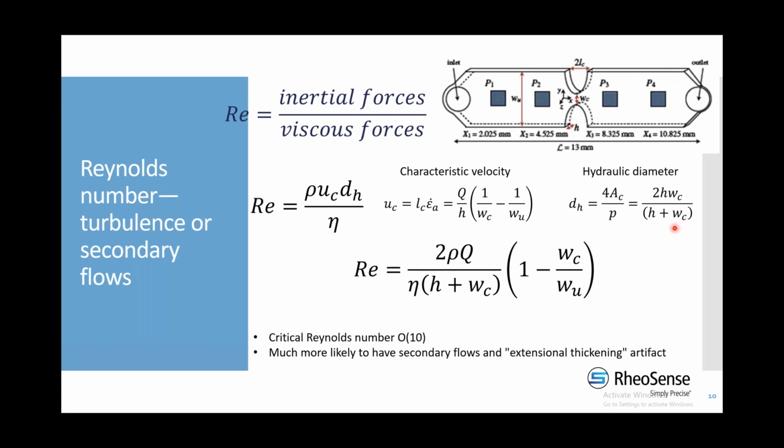So all of this allows us to calculate the Reynolds number with these values and dimensions. And for our extensional chip, the transition from laminar to turbulent flow will correspond to a Reynolds number of around order 10. So therefore, you're much more likely to get these turbulent or secondary flows above this Reynolds number.